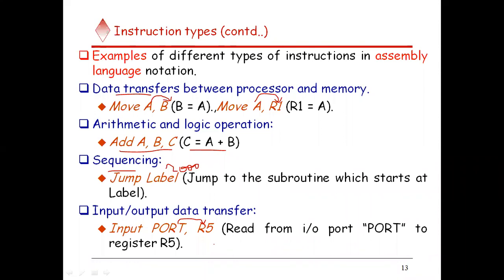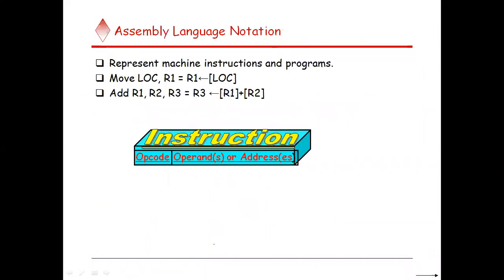These are a few examples of different instruction types. We know that each instruction has two parts: one is the opcode and the second is the operand. Other than that, there are symbols. What is the meaning of the square bracket? As I already mentioned, square brackets around R1 represent the content inside the R1 register.